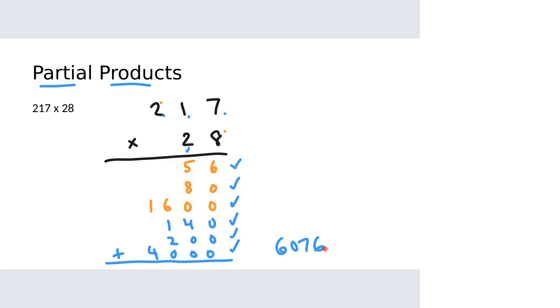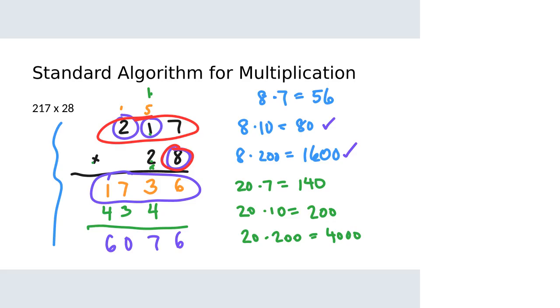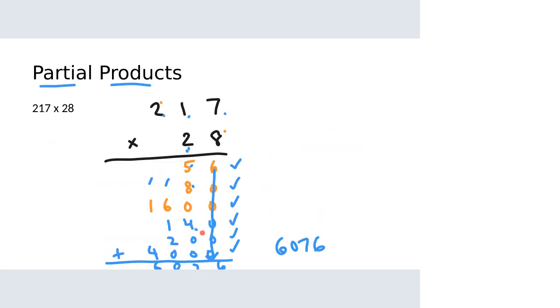I could have also done this by hand and just added down this column and got a 6. 5 and 8 is 13, and 4 would be 17. 1 and 6 is 7, 8, 9, 10. Do that. 6,076. Either way, 6,076. Same answer we got this way. It better be, because we did the same problem, 217 times 28. That's partial products, where we just do each little piece by itself. Let me know if you have any questions on that.